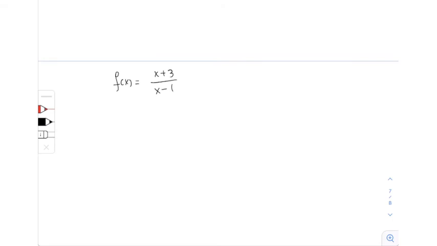This is, I would say, the most complicated one of these examples that we're going to try to do in this long-style derivative using the definition with the limit. f(x) = (x + 3)/(x - 1). Let's see if we can find the derivative of this function.